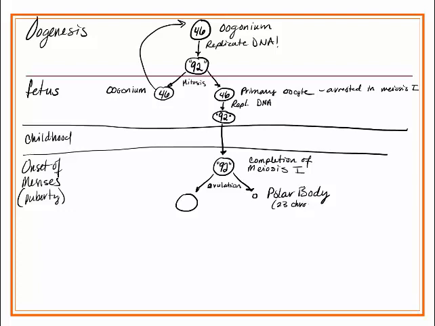They line up on the metaphase plate and then they get pulled to the poles by the mitotic spindle during anaphase, and so on and so forth. There's still 23 chromosomes in there, but you don't have the rest of the cellular machinery to go on after that. That polar body cannot be fertilized.